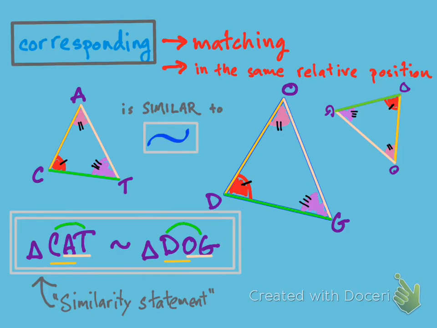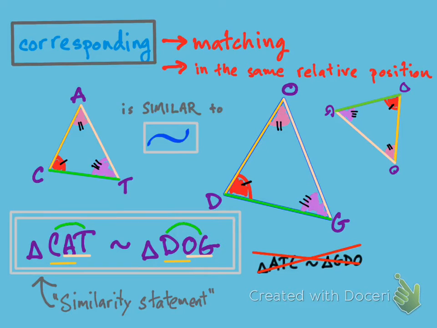It's very important that you observe that the letters have to be in the correct order. For example, if I wrote the statement triangle ATC is similar to triangle GDO, you would know that I'm talking about those triangles there, but that statement is actually wrong because it does not match up the corresponding parts in the right order.